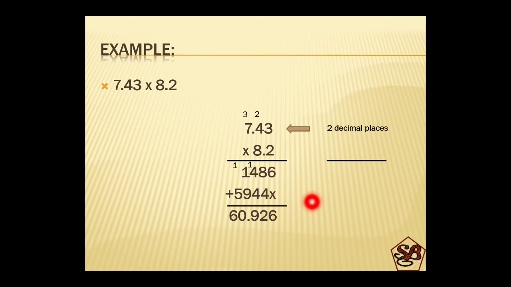Now is the time to put the decimal point. In the first number there are 2 digits after decimal, 1 and 2. In the second number there is 1 digit after decimal point. So the total makes 3. In our answer we will put the decimal point after 3 digits starting from the rightmost side.